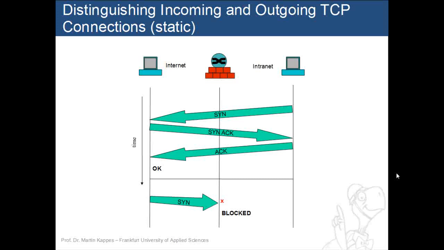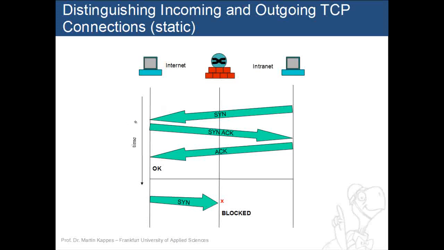Basic idea how this can be achieved is shown here. So what we can basically do is, if we look at the three-way handshake, then for a connection from the intranet into the internet, we see that there is a SYN going from the intranet to the internet. To be very specific, what you can actually see is an IP packet which carries a TCP segment with a set SYN flag.